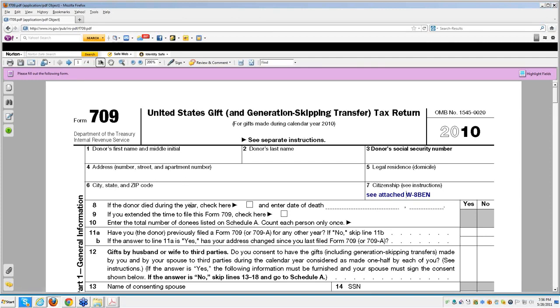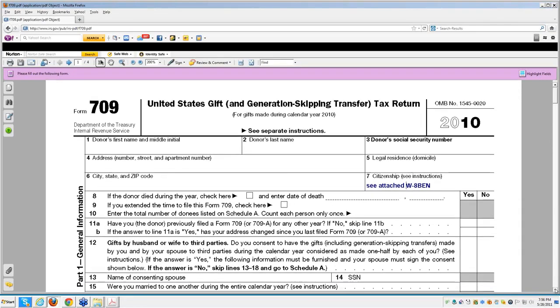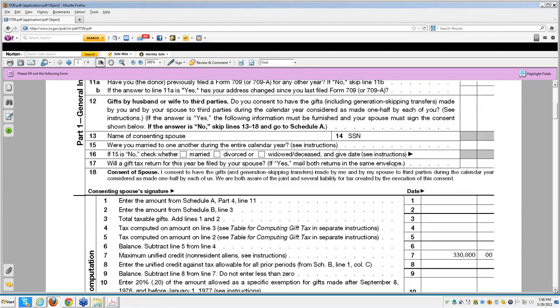If the donor died during the year, check here and enter the date of the death. They didn't die. Enter the total number of donees listed on Schedule A. Count only, okay, the donees are the servicing company.